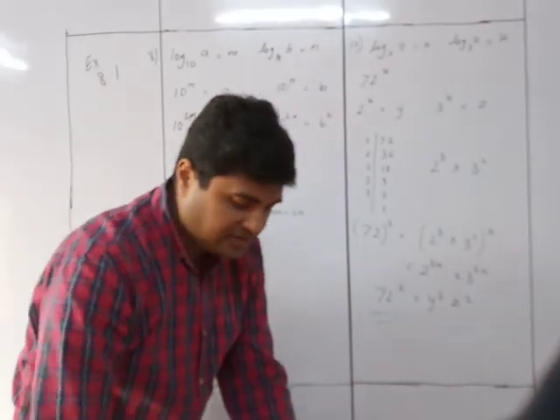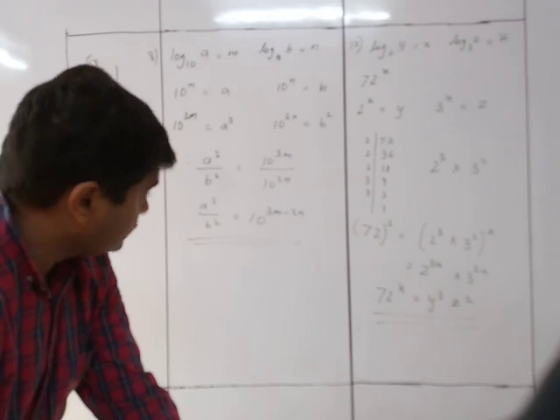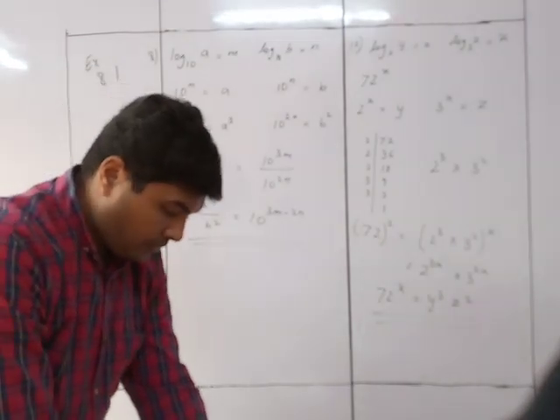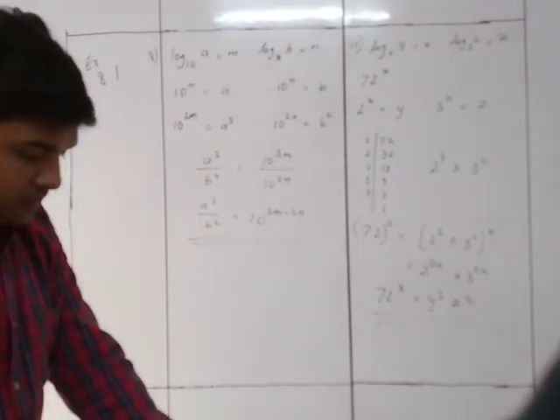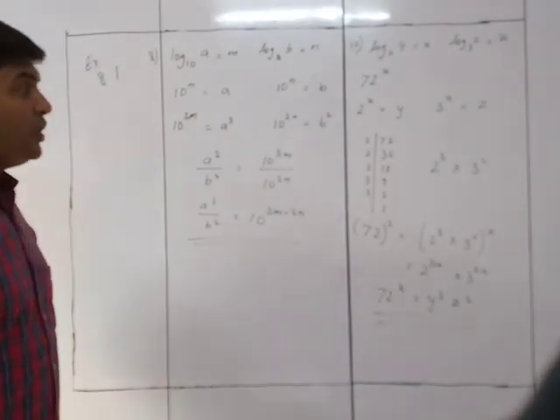Let's check the answers. So y cube z square and 10 raised to 3m minus 2n. Okay, that was the end of the first exercise of logarithms.